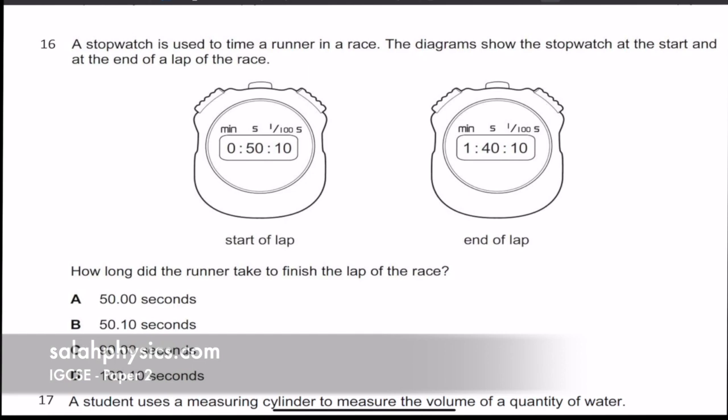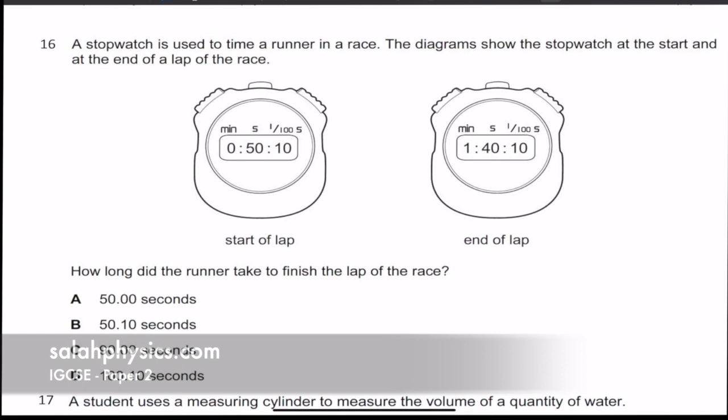In question 16, a stopwatch is used to time a runner in a race. The diagram shows a stopwatch at the start and at the end of a lap of the race. Okay, fine. At the start of the lap, it was like 50 seconds and 10 parts out of 100 parts of the second. And at the end of the lap, it was like 1 minute and 40 seconds and 10 parts out of 100 parts of the second.